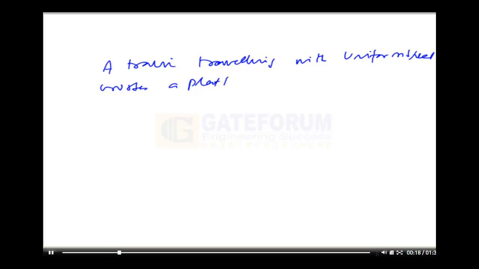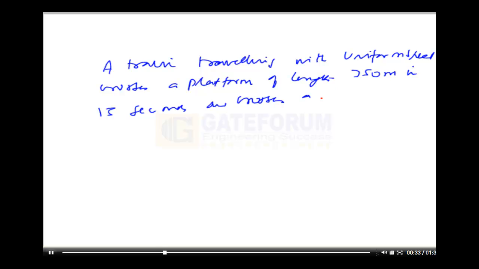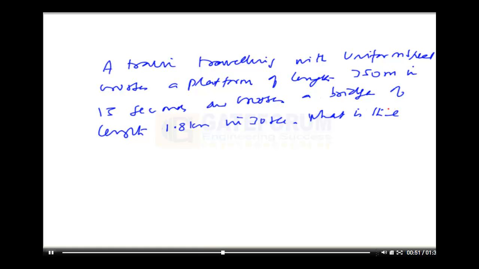A train traveling with uniform speed crosses a platform of length 750 meters in 15 seconds and crosses a bridge of length 1.8 kilometers in 30 seconds. What is the length of this train?